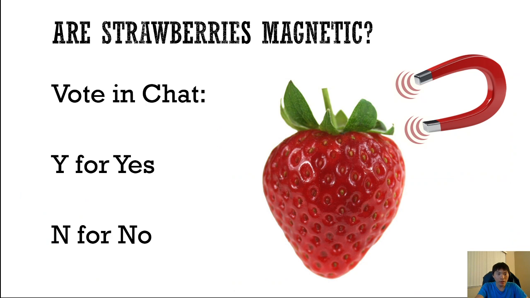Next question: are strawberries magnetic? Vote in the chat. Y for yes, N for no. Okay, I see a mix of yes and no. Here's our strawberry, and here's a bar magnet. It's not so magnetic. It's not as magnetic as, for example, this spoon here, where I can basically lift the spoon with my magnet. But is a strawberry magnetic? Well, it turns out it is.